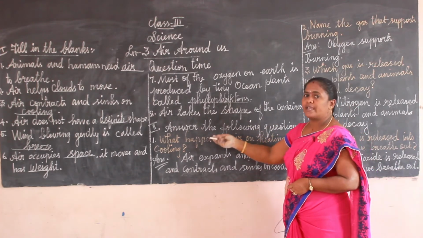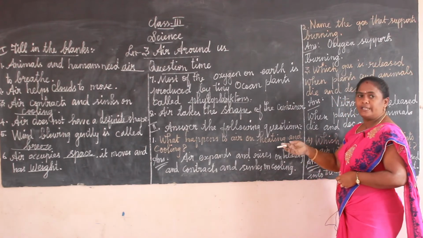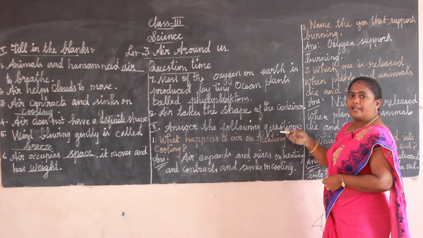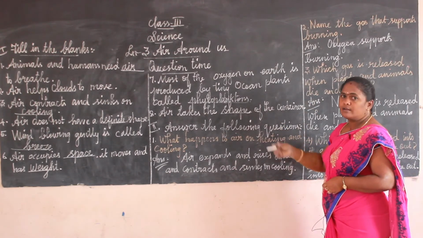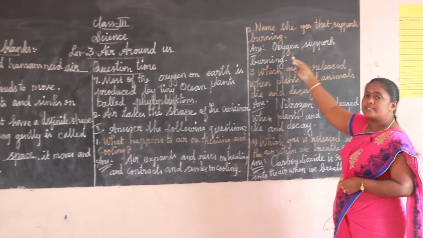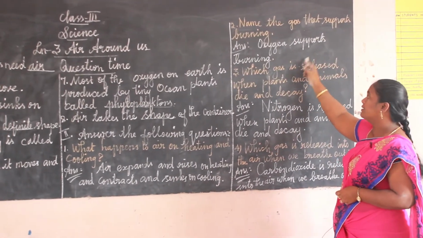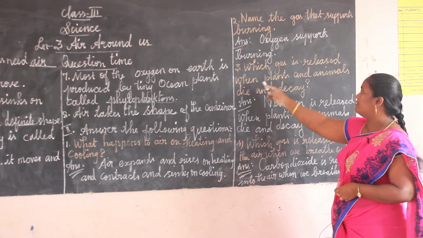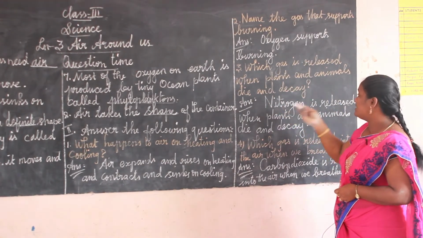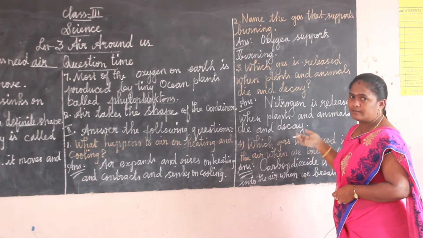And then next one, answer the following. What happens to air on heating and cooling? Air expands and rises on heating and contracts and sinks on cooling. And then name the gas that supports burning. Oxygen supports burning. Which gas is released when plants and animals die and decay? Nitrogen is released when plants and animals die and decay.